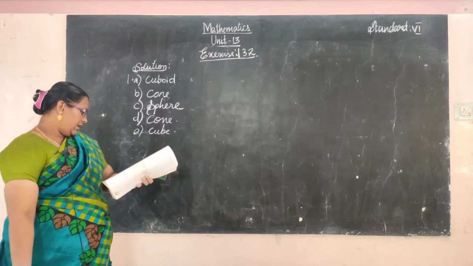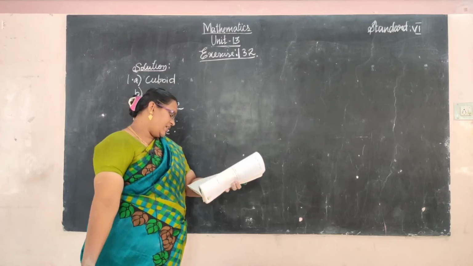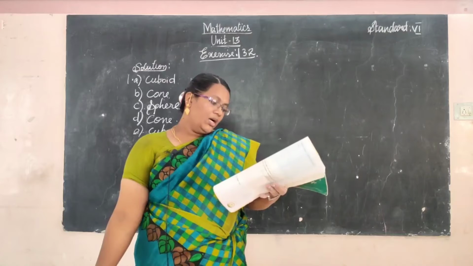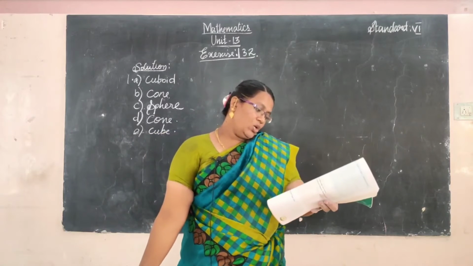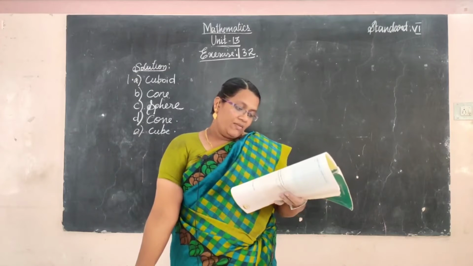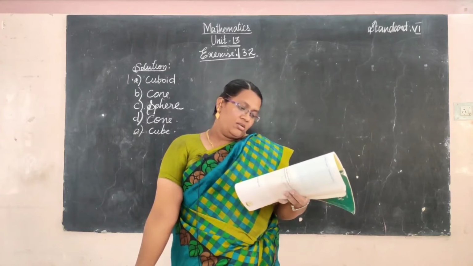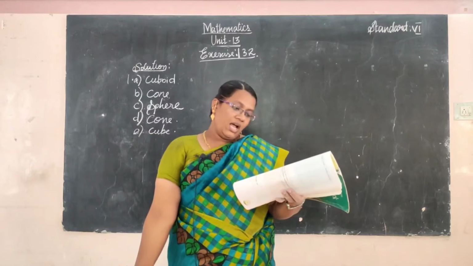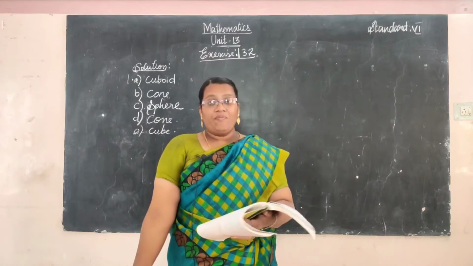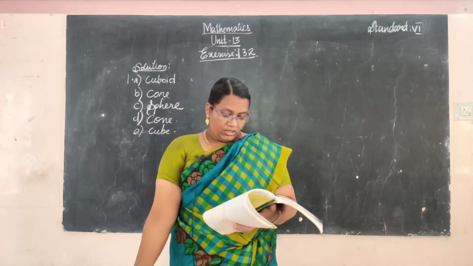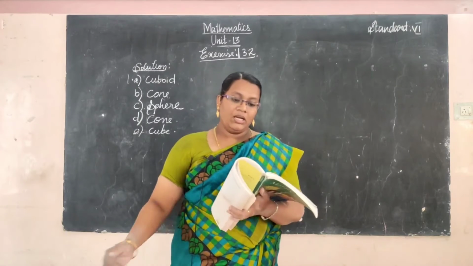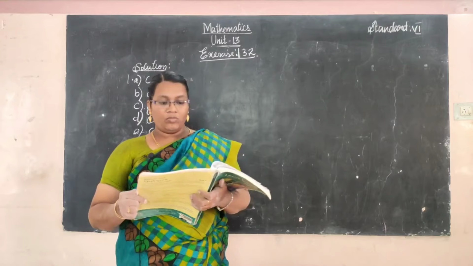And second one, name the edges, faces, top and bottom of the following shapes. That is a homework. And B1, using the graph paper, draw the net for a cuboid with the edge 3 cm, 4 cm and 5 cm. So using the graph paper, you will draw this measurement and send it to the group.